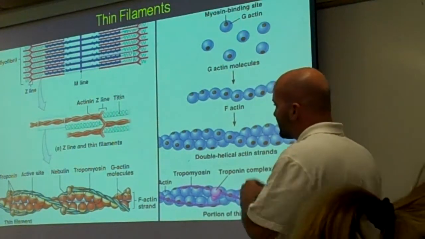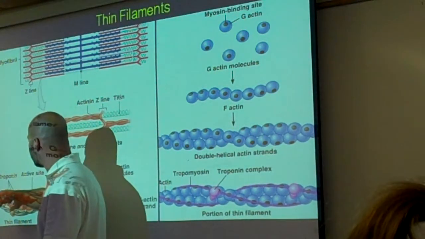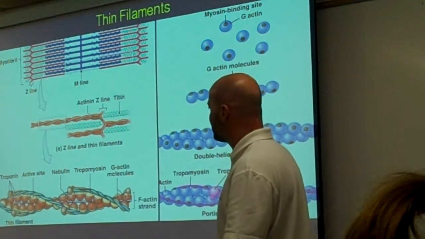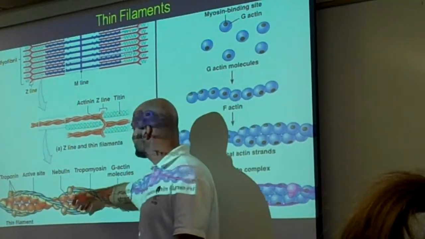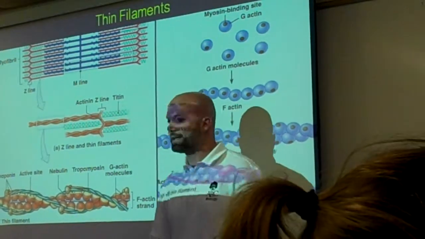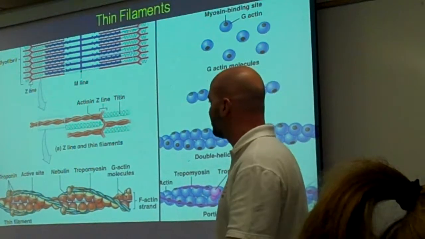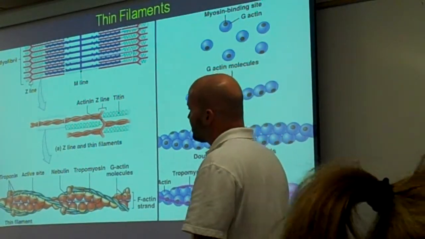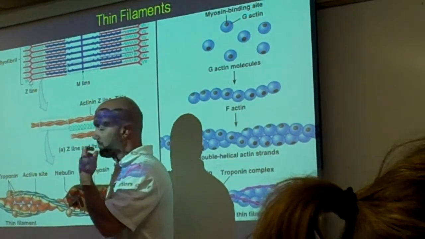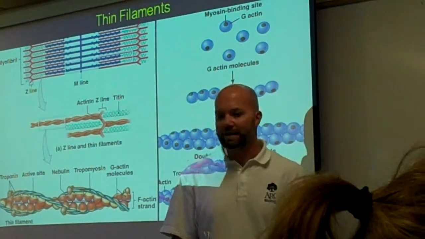And troponin has three subunits to it. And each subunit has a binding site. So one of those subunits is actually attached to actin. That anchors troponin to actin. So it stays attached to the thin filament. And then another one of the subunits attaches to tropomyosin. And then the third one is a binding site for calcium.